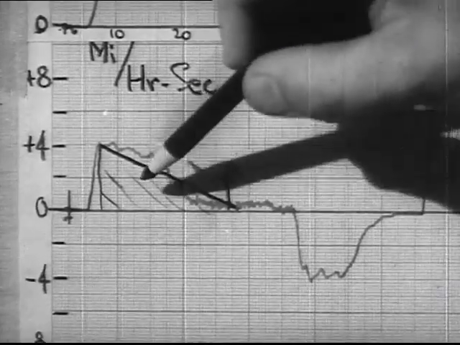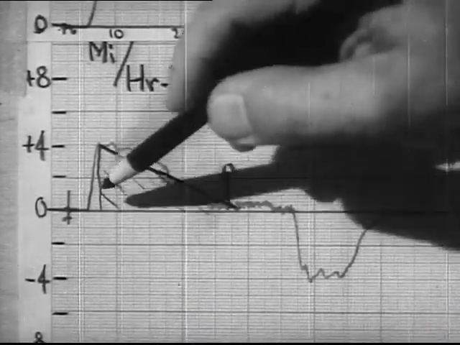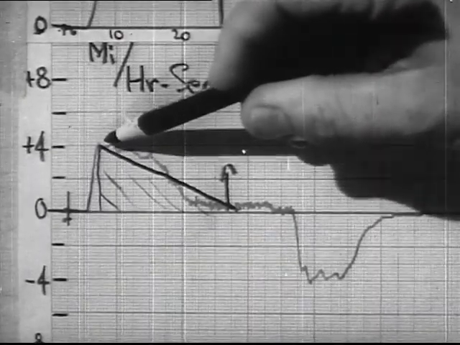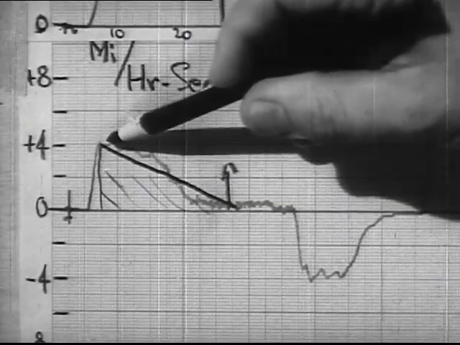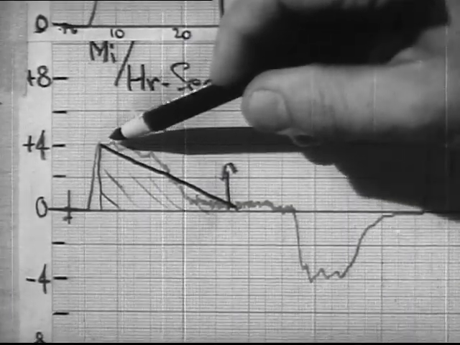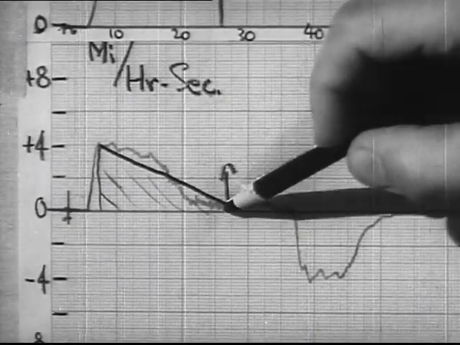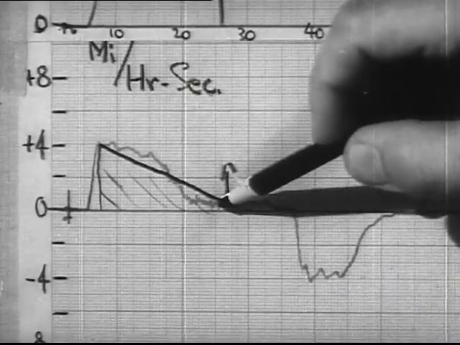The base of the triangle goes from about 7 seconds to about 25 or 26, about 18 seconds. The height is about 4 miles per hour per second. The area is a half of the product of those two. A half of 4 is 2, and times 18 or 17 is 35 or 36. Just exactly what we expected.